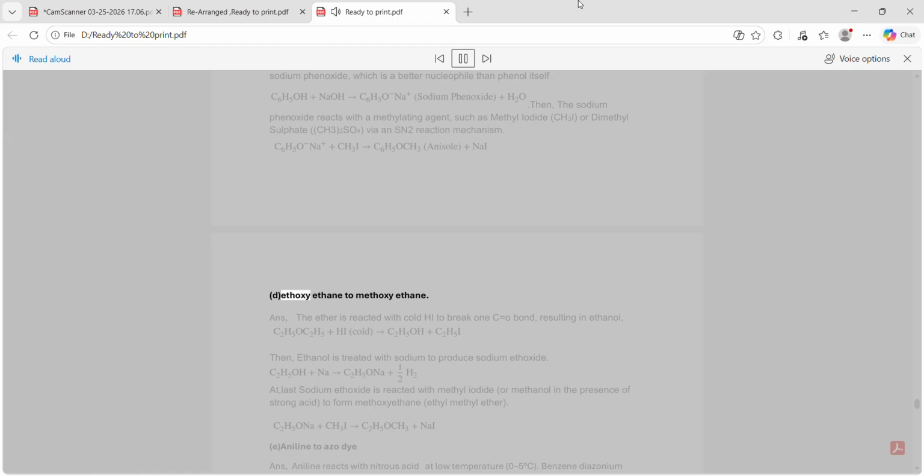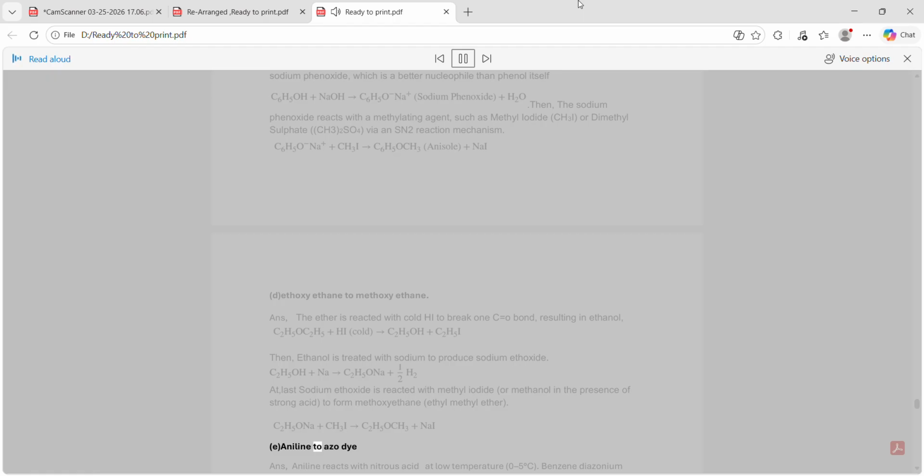D. Ethoxyethane to methoxyethane. Answer: The ether is reacted with cold HI to break one C-O bond, resulting in ethanol. Then ethanol is treated with sodium to produce sodium ethoxide. At last, sodium ethoxide is reacted with methyl iodide, or methanol in the presence of strong acid, to form methoxyethane, ethyl methyl ether.